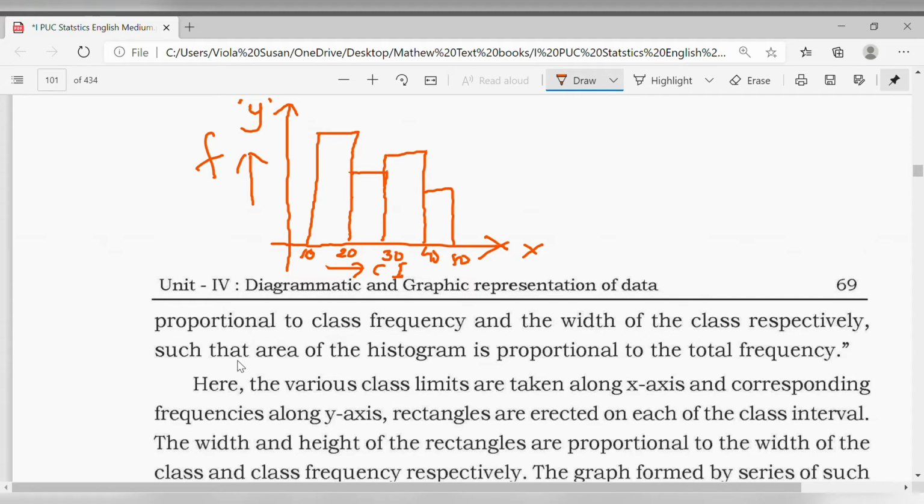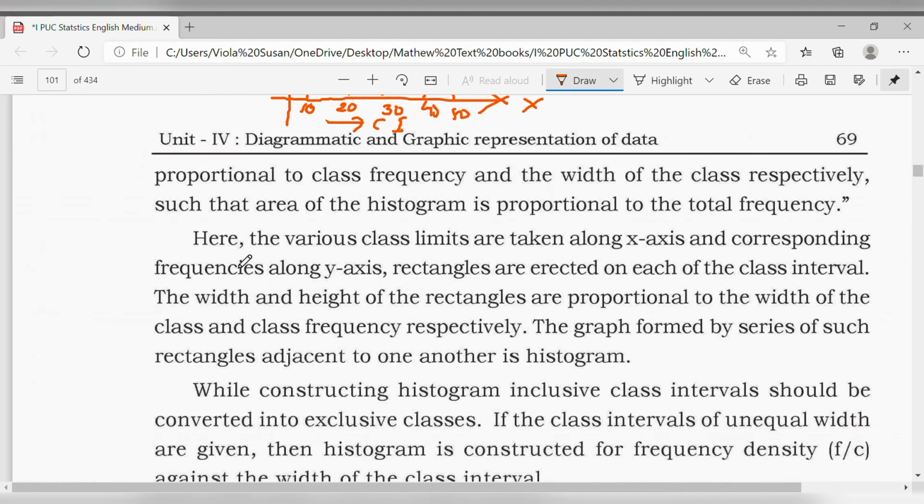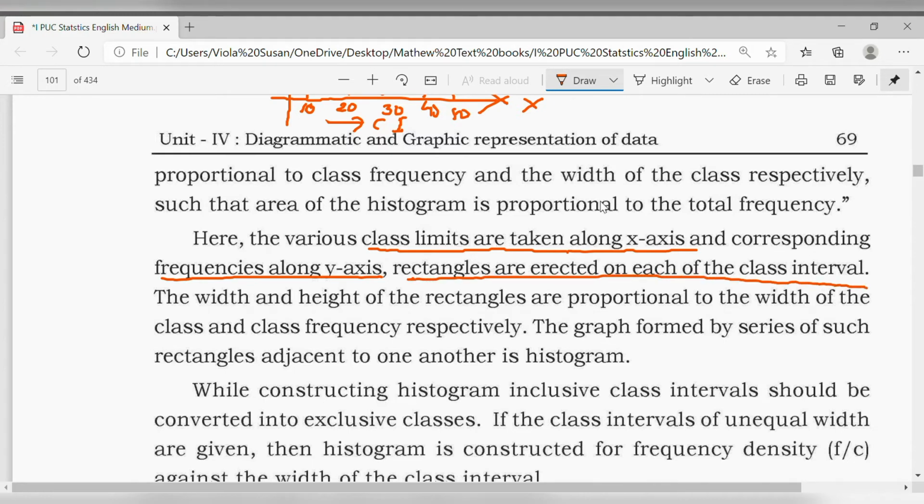Now here, students, they said very clearly that the class limits are taken along the x-axis and frequencies along the y-axis. Rectangles are erected on each of the class intervals. As I showed you, 10 to 20 is one class interval, so on that the rectangular bar is drawn. 20 to 30 is another class interval, on that we draw a bar. 30 to 40, another class interval, we draw a bar. Like that we do it, students.